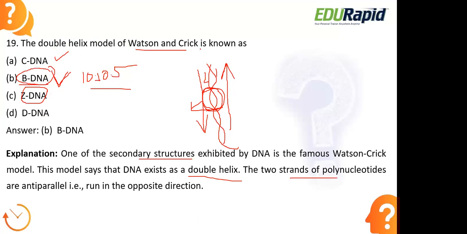The Watson-Crick model, this bDNA double helix model which was given by Watson and Crick, is also known as bDNA. Okay, move to the next question now.